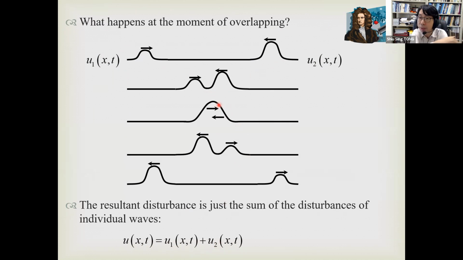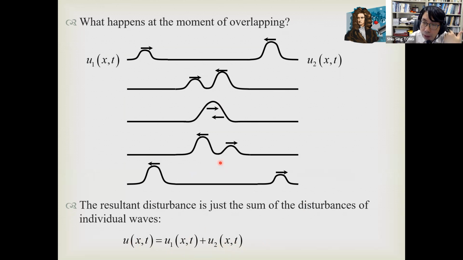And when the waves bypass each other and separate again, they do not interfere with each other. The presence of U1 will not affect U2, and the presence of U2 will not affect U1, right? They are still just adding up together. They are not affecting each other. The superposition U1 plus U2 just gives you the total wave on the string.